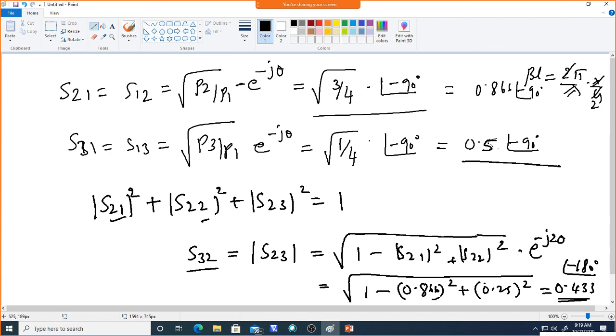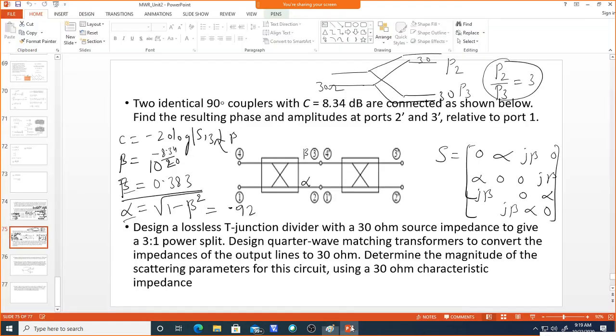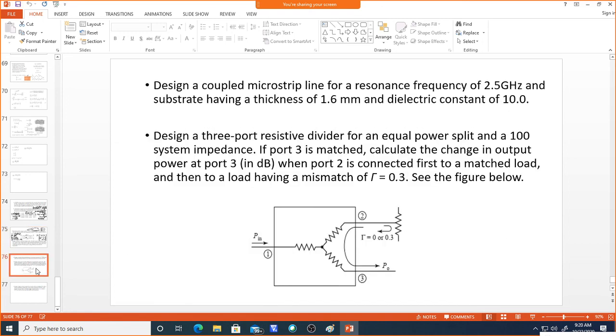So this is about the lossless case, whatever we need to design. Is it understood? So this is the 3:1 power split. If they ask for any other power ratio, you need to do it accordingly for that power ratio. Any doubt? No, sir. Okay, so we'll go to the next one.